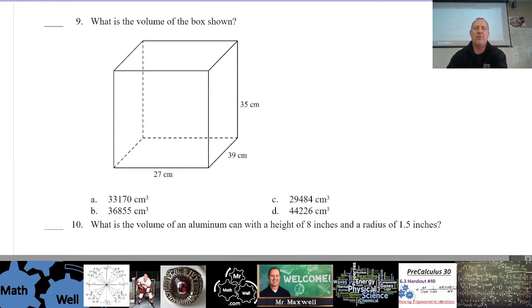Okay. The volume of the box. This is super easy, isn't it? Can someone tell me how to find the volume of the box? Exactly. Length times width times height. You just multiply those three numbers together. Make sure they're in the same units. This is centimeters, centimeters, and centimeters, so that's important. But just multiply those together. That's number 9.